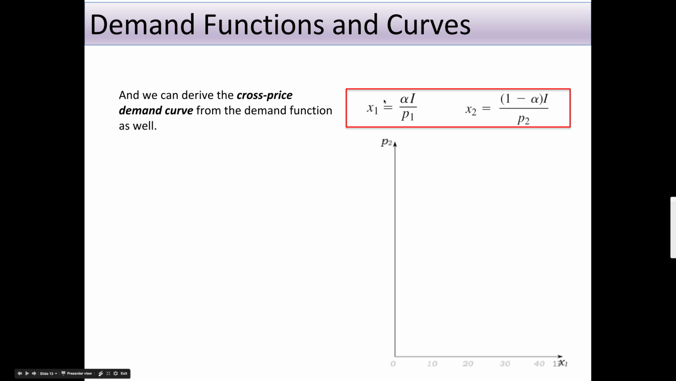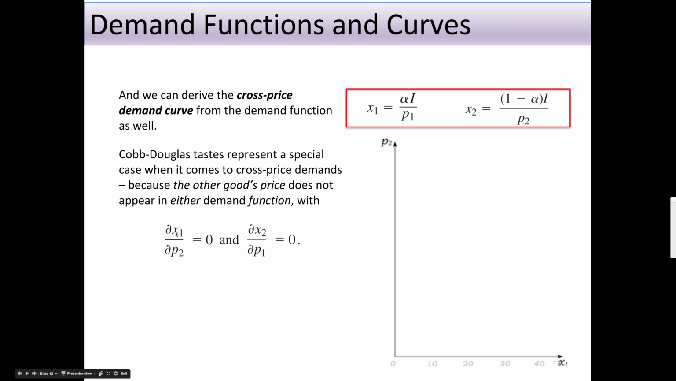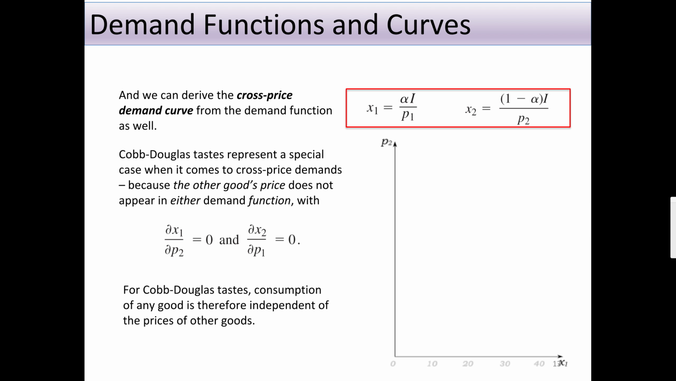On close inspection of the two demand functions for x1 and x2, we'll see that P2 does not show up in x1 and P1 does not show up in x2, so the partial derivatives are actually 0 in each case. This is not always true. This is just because it is Cobb-Douglas tastes. Remember, with Cobb-Douglas tastes, if the other good changes price, it doesn't affect our consumption of this good. That's just what's going on with Cobb-Douglas.